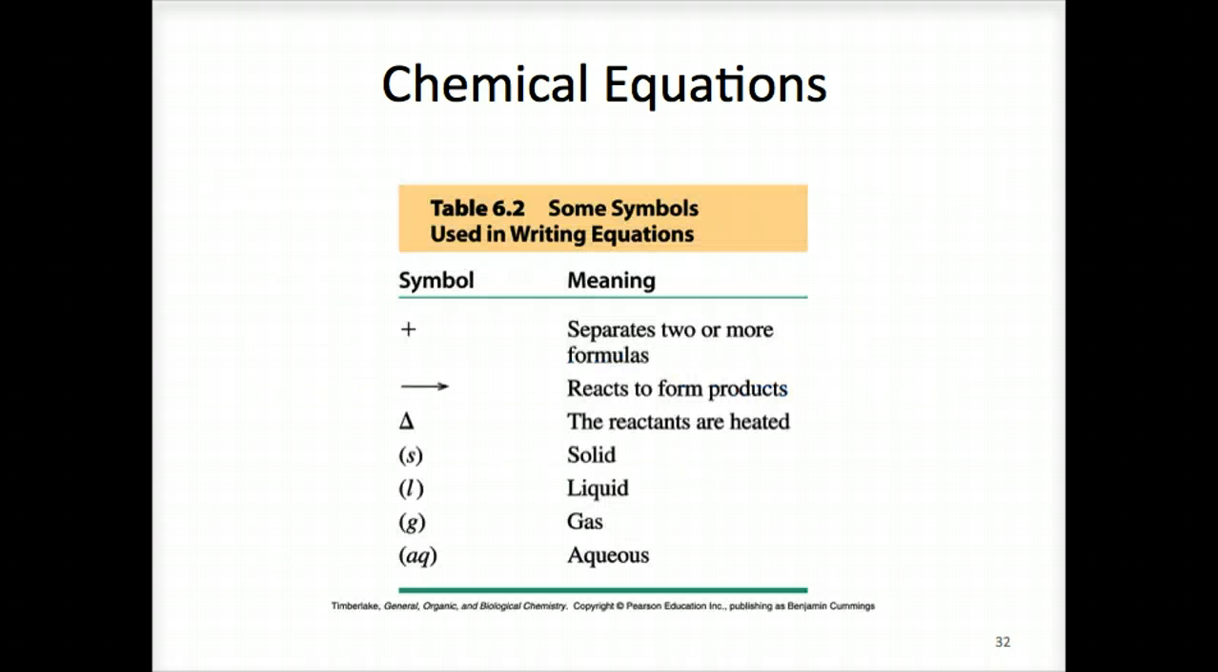Here are some symbols that you will see on chemical reactions. The plus sign to add them together, the arrow to show the separation between the reactants and forming the products, delta for heat, S, L, and G for solid, liquid, and gas, and AQ for aqueous for things dissolved in water.